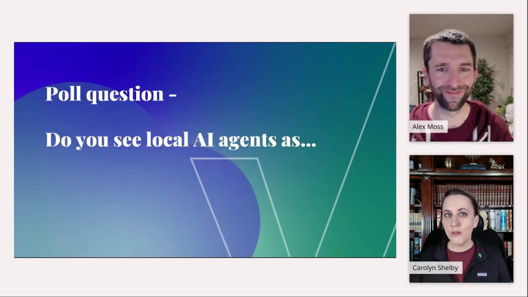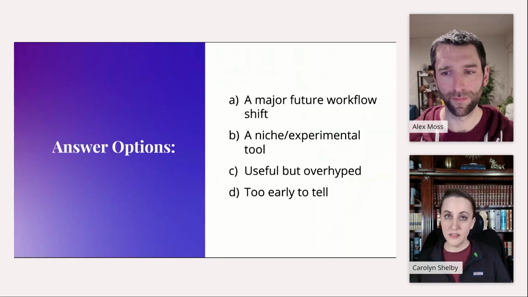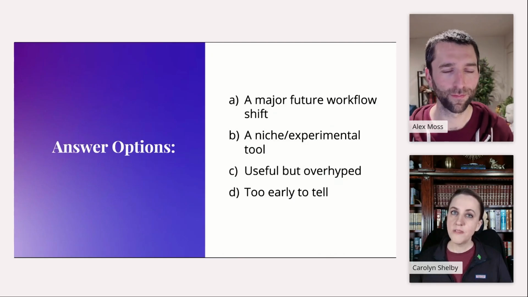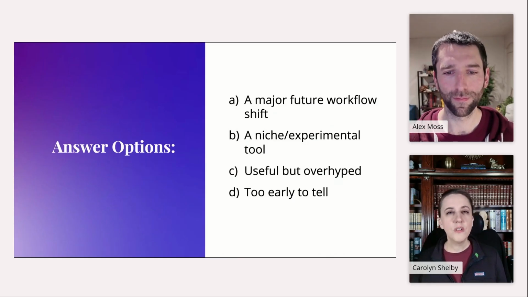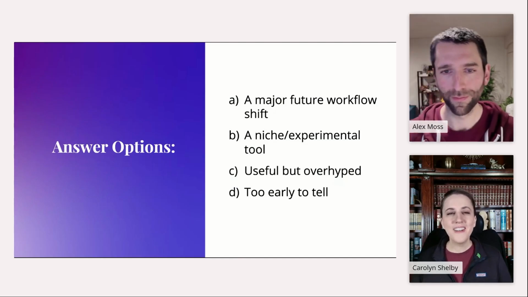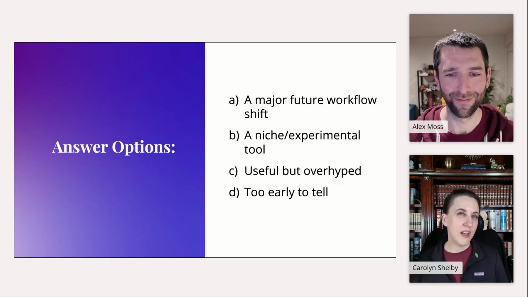Finally, we have our poll question of the day. We would like to know if you see local AI agents as a major future workflow shift, a niche experimental tool, useful but overhyped, or just too early to tell. And if you don't know what an agent is, then maybe you want to go with D, or you could maybe go with C, but you'd have to have heard of it for C. I'm going to say go with D if you don't know what we're talking about, but we'll get to that.